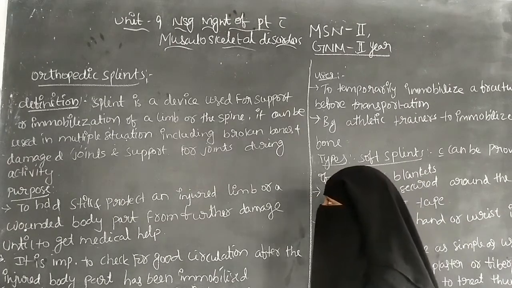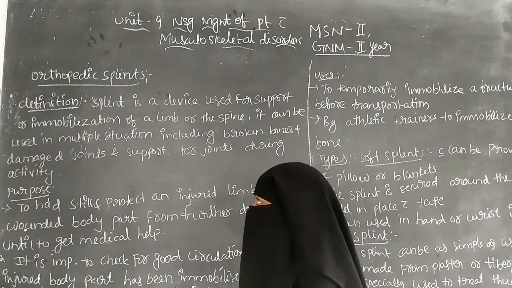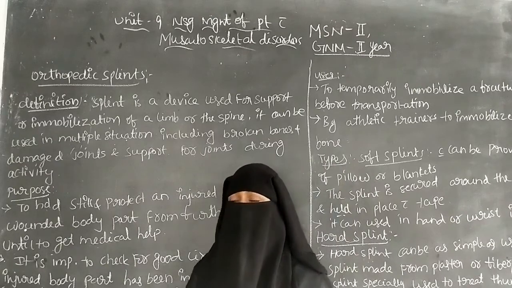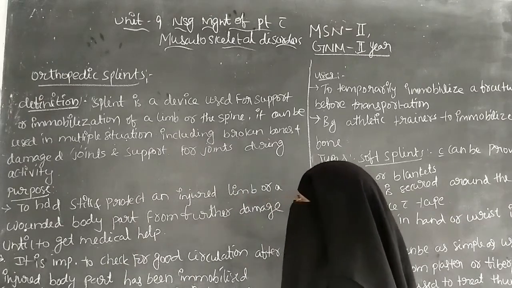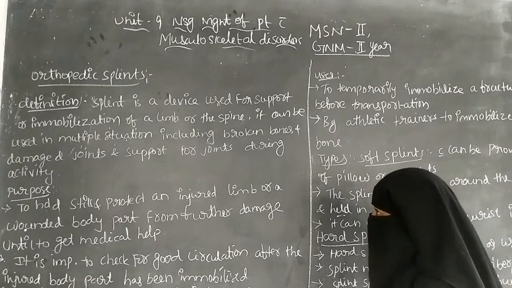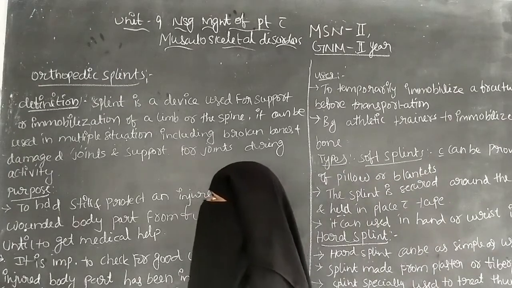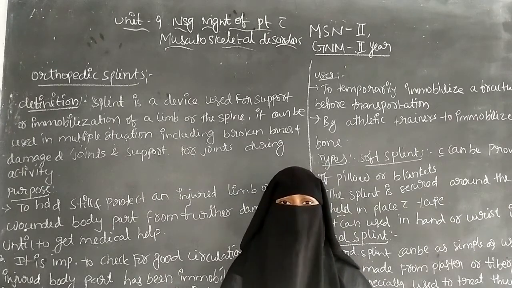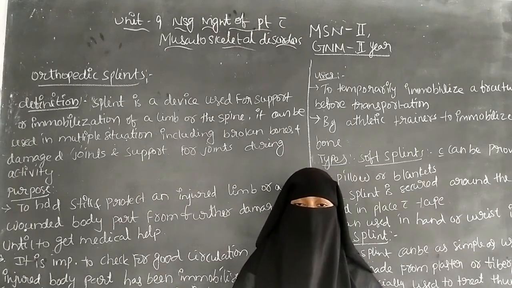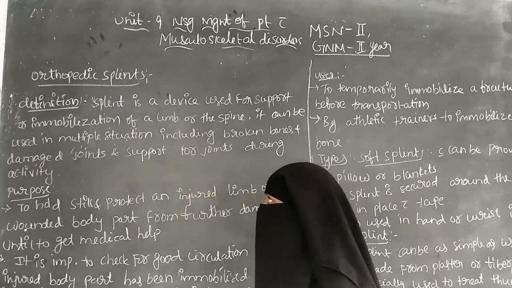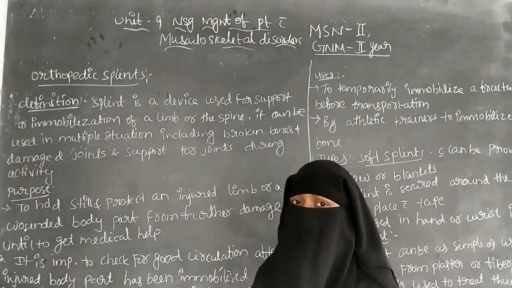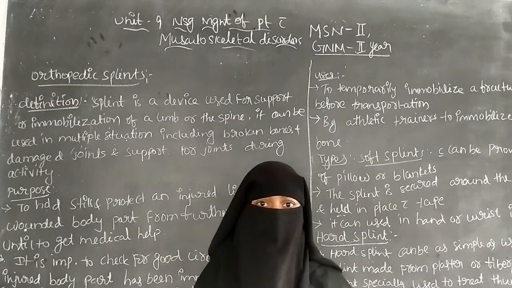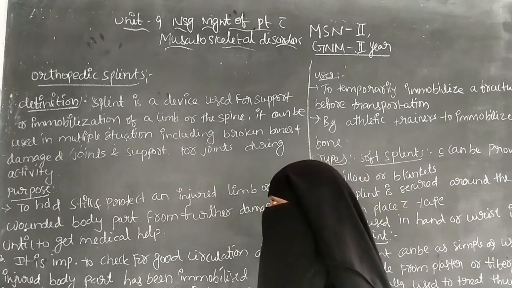So the splint is most commonly used in multiple situations like broken bones and damaged joints, and for support of the joints during activity. The splint helps to support the affected joint, or to immobilize the affected joint or limb. It is used mostly in situations like a broken bone, a damaged joint, or a little bit of activity of the affected joint.